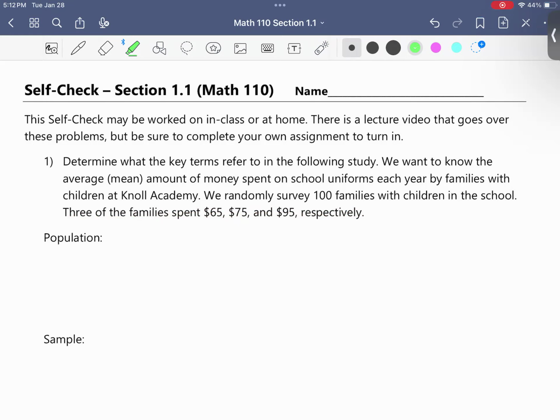We want to know the average mean amount of money spent. So we know we're talking about average and mean amount of money. And we are talking about families with children at Knoll Academy. So that's the population we're looking at. This question also says they randomly survey 100 families, so that would be our sample. And the $65, $75, and $95 is going to be our data.